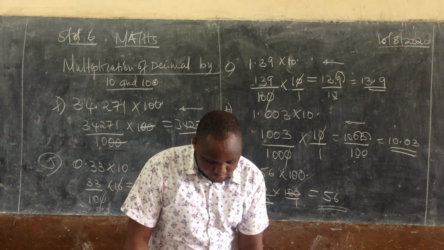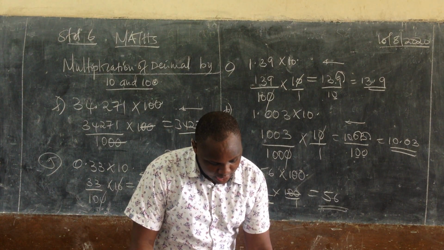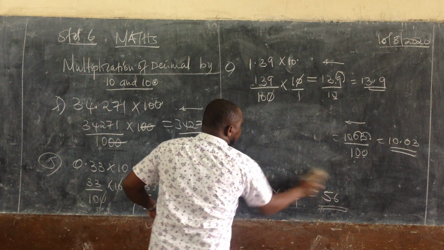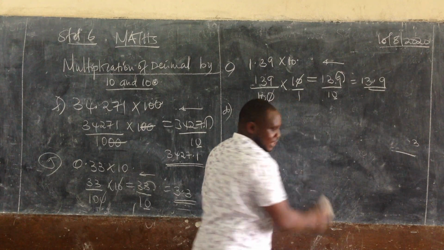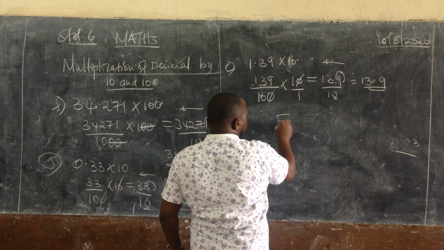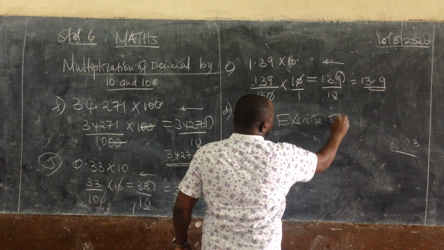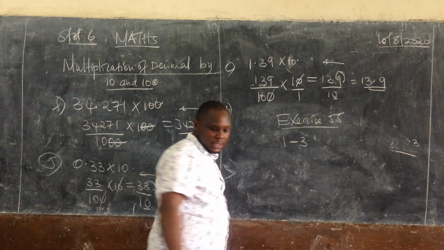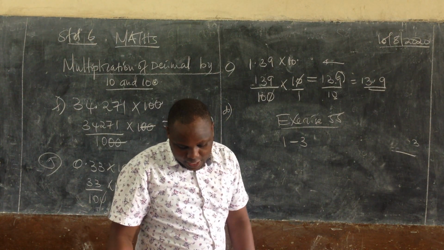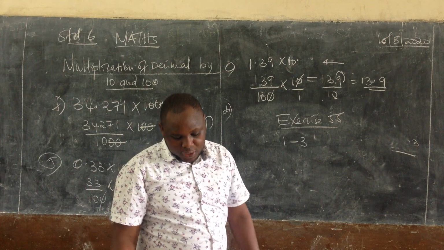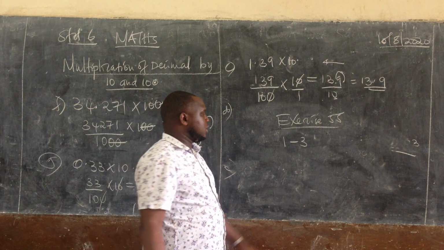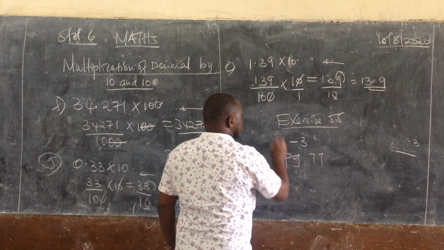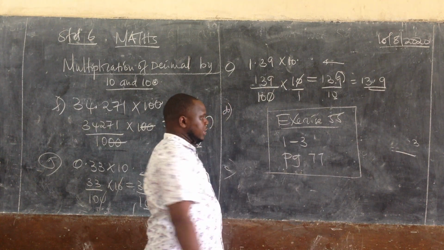So without wasting a lot of time explaining further, I want to give you work. That is exercise 55. I need you to do the whole exercise, from number 1 to 3, and it has A, B, C, up to E. So I expect you to do 5 questions times 3, that is 15 questions. This is on page 77. Ensure you follow what I've said in this video.